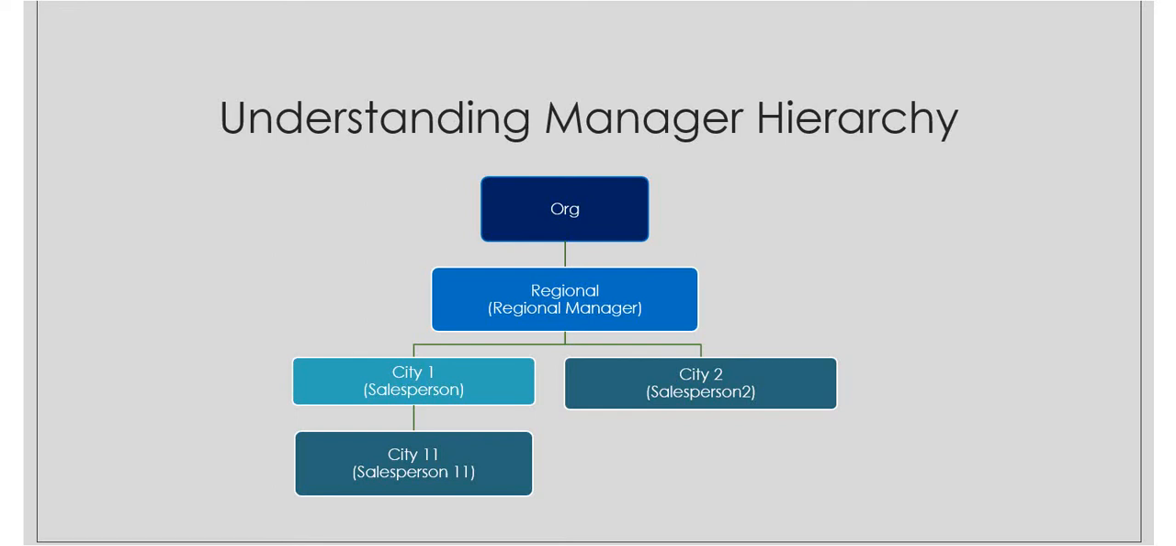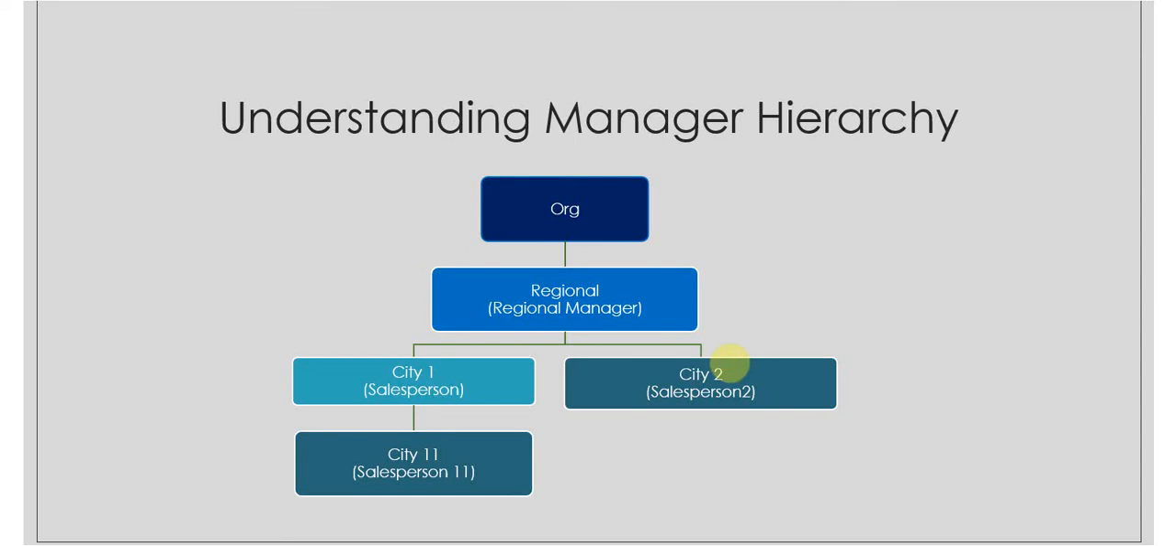Let's say you are implementing Dynamics CRM for a pharmaceutical organization, and based on my chart, the main business unit or main office is represented as org. Below it we have a regional business unit, and below that individual city business units, city 1 and city 2, and below city 1 another small sub business unit. The regional business unit has a regional manager. Salesperson is associated to city 1, and salesperson 1 is also associated to city 1.